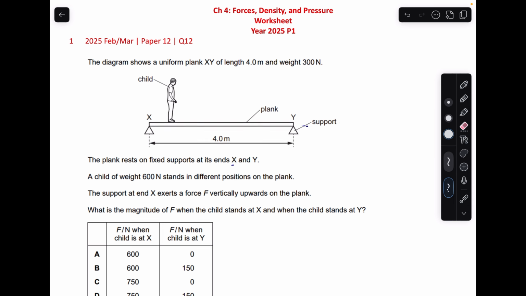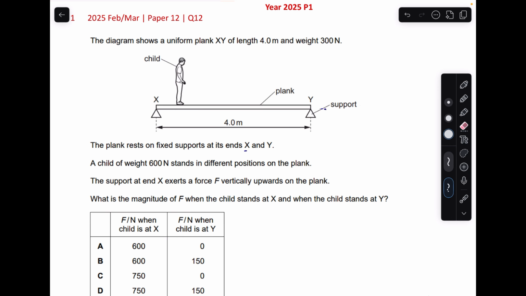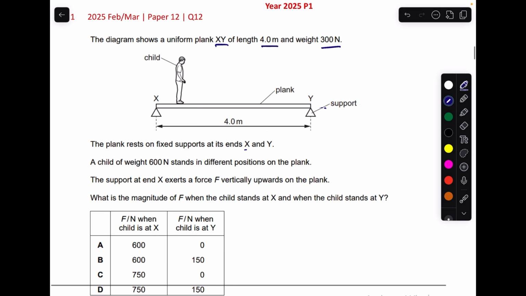In the question, the diagram shows a uniform plank XY, its length is 4 meters and its weight is 300 Newton. As it is a uniform plank, its weight will be exactly at the middle, that is 300 newtons, right? The plank rests on a fixed support at the end X and Y. There is an X, there is a Y.